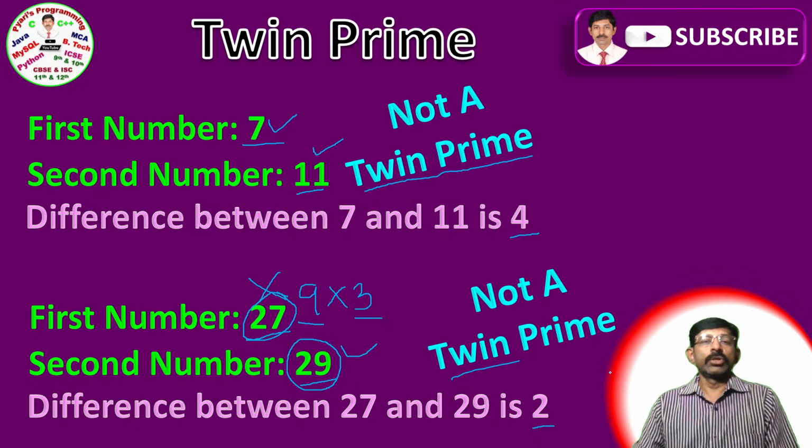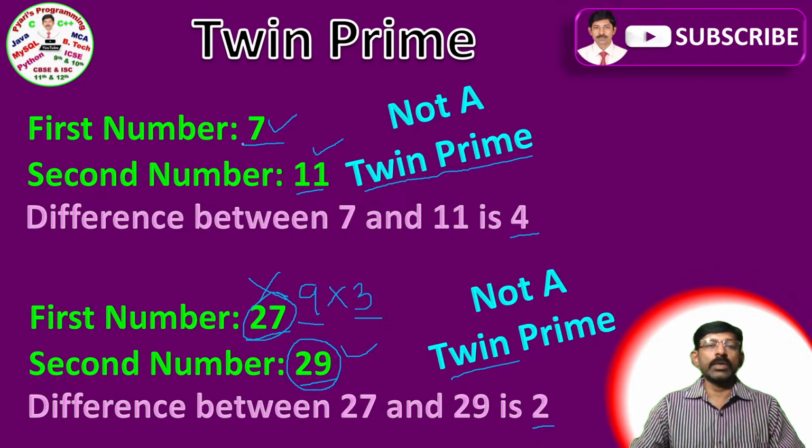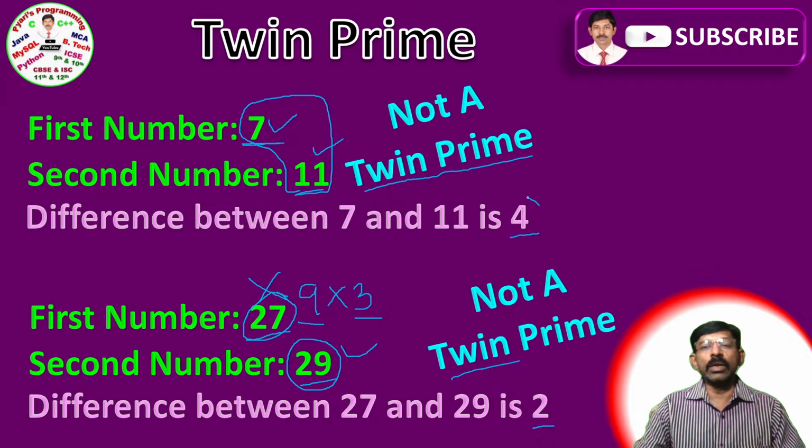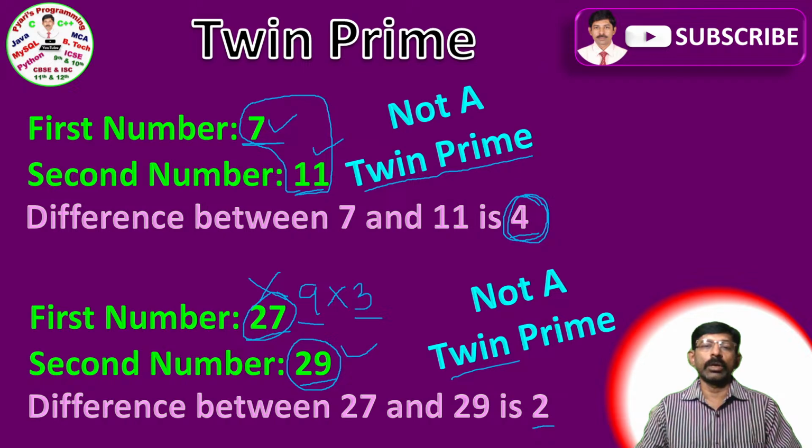So we'll check the twin prime. I will check the first number. Then I will check the second number, whether both are prime or not. After that, I will check the difference. 3 things I have to check now. 3 things I need to check. So let's start. We'll check the first number and second number.